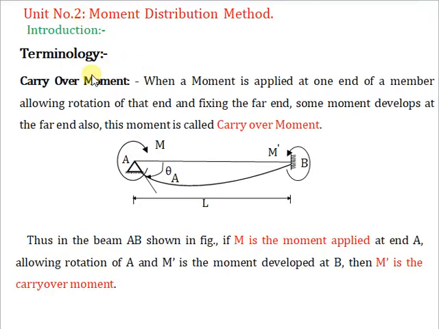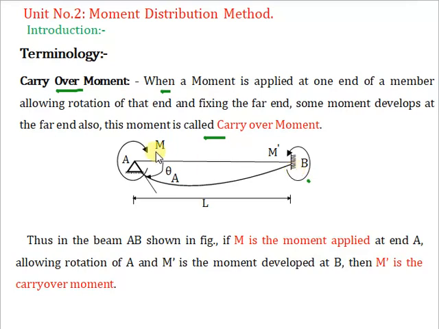Let's take up the term carryover moment. When a moment is applied at one joint of a member, allowing a rotation of that end and fixing the far end, some moment develops at the far end, and this moment is called carryover moment. Now for member AB, A is a hinge or a roller support and B is a fixed support at the far end.